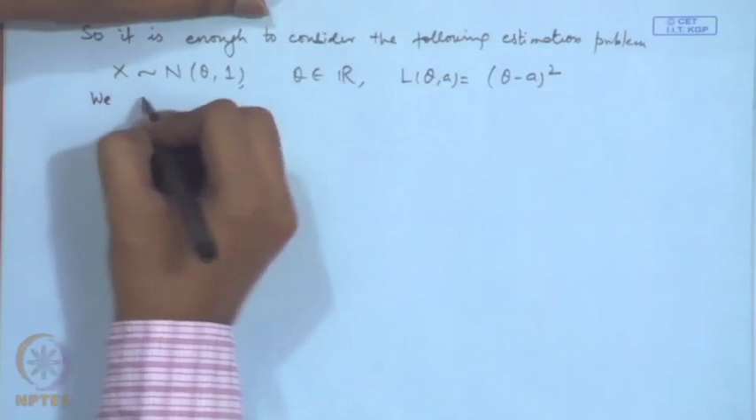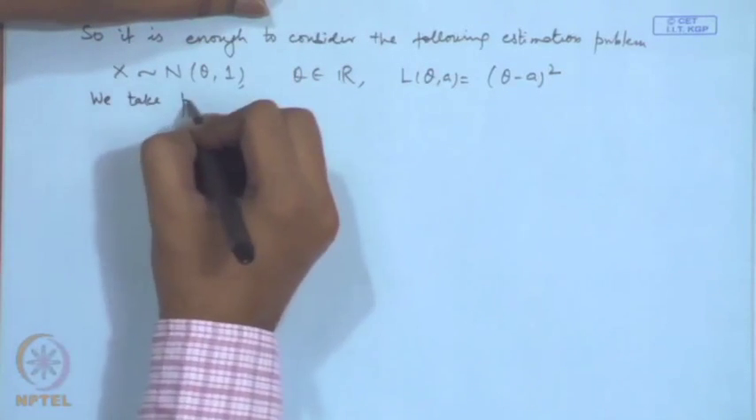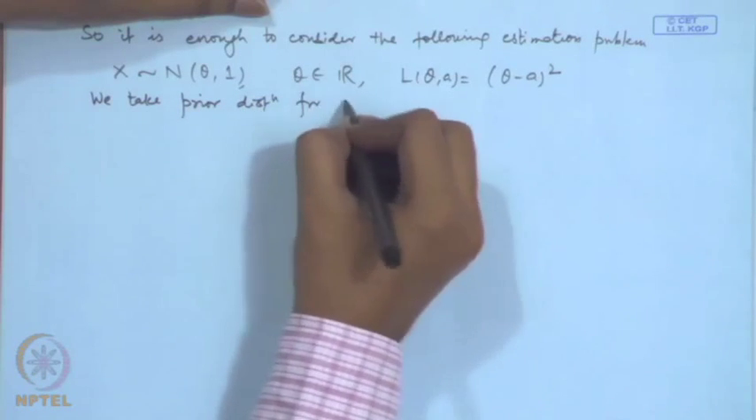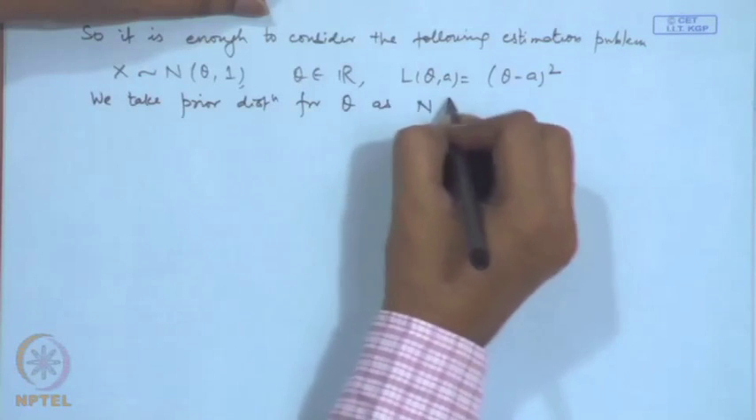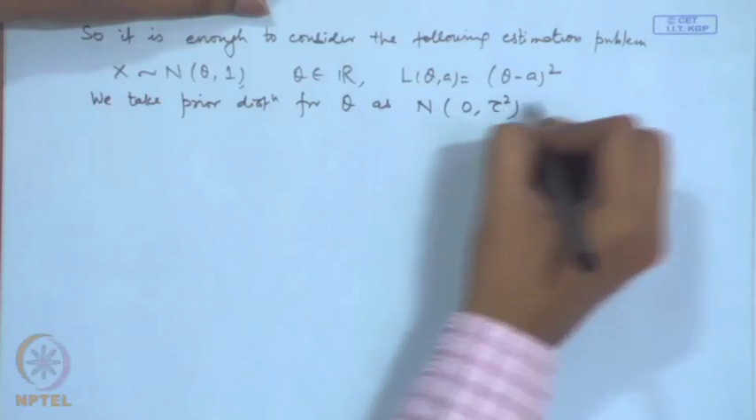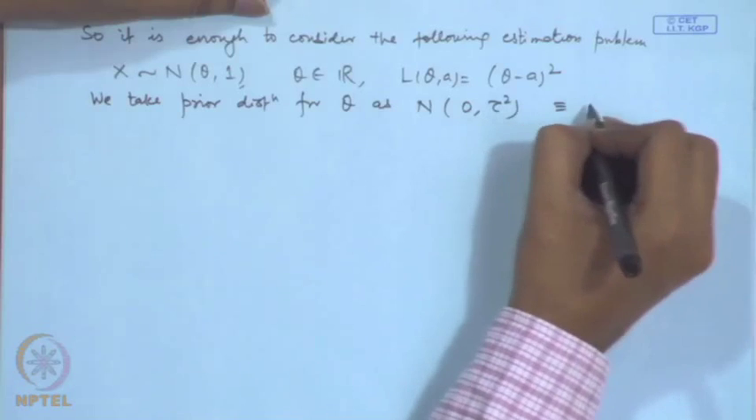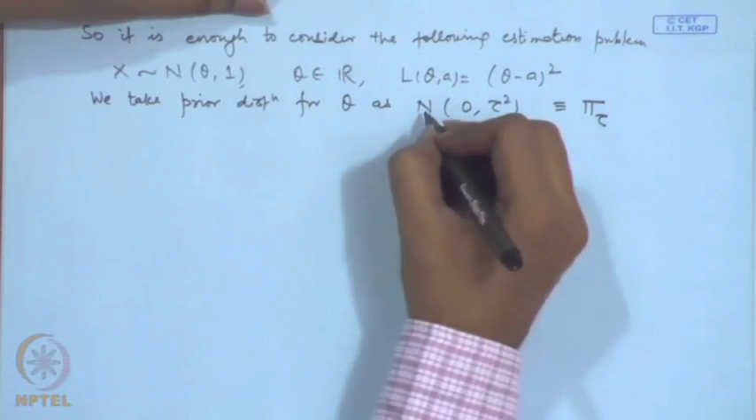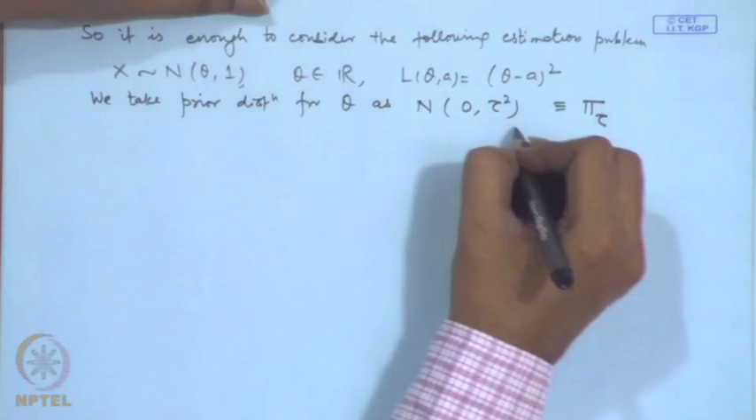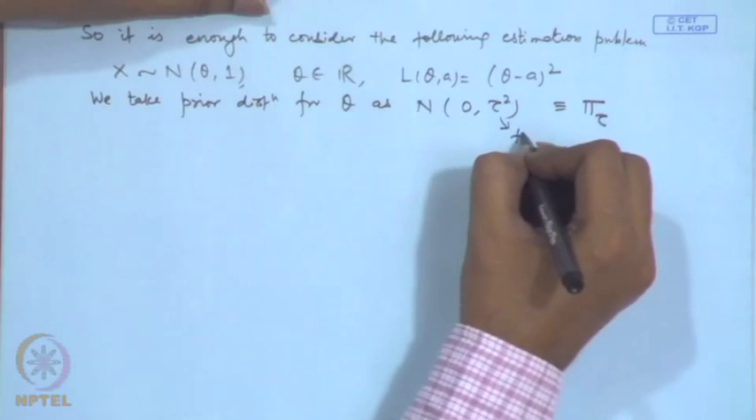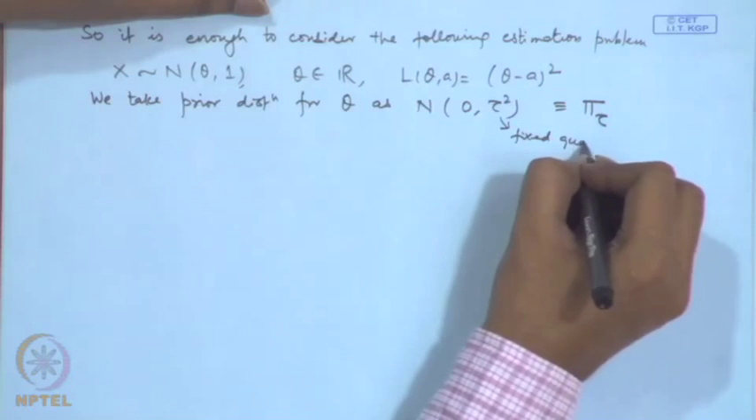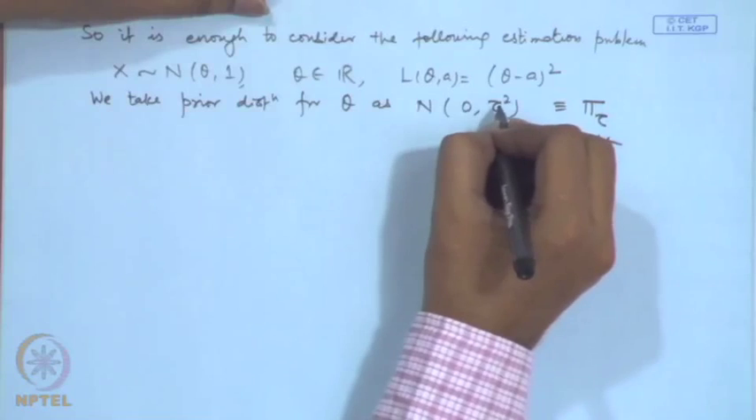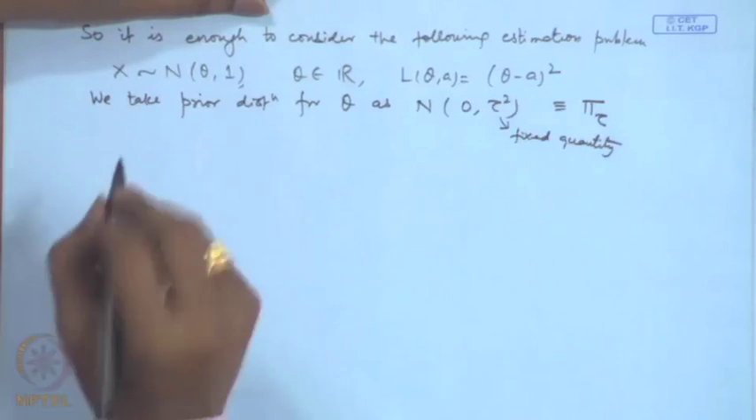We consider a prior distribution for theta as, say, normal(0, tau square). This is our notation, I call it pi tau as the prior distribution. This is normal(0, tau square), where tau square is some fixed quantity. Okay? Because we are assuming some prior distribution, the parameter of the prior distribution will be known.